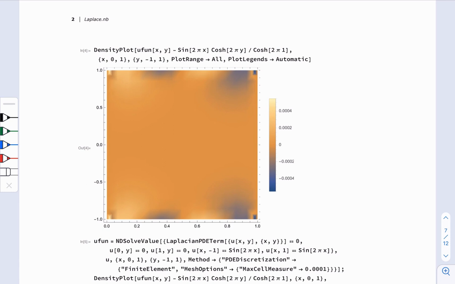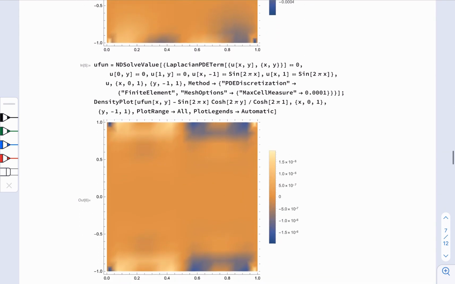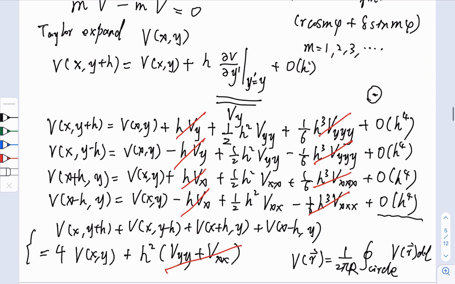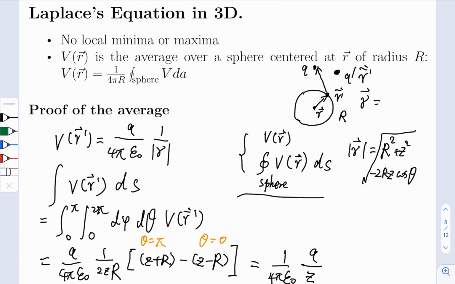simply because of the finite grid size, and if I reduce the grid spacing and say that here I enforce Mathematica to use a smaller grid, then the result is much more precise. You can see that the maximum error is about 2 times 10 to the minus 6 now. And that is because in our numerical method for the Laplace equation, we have this O(h to the power of 4) term, and this term only approaches 0 if h is small enough.